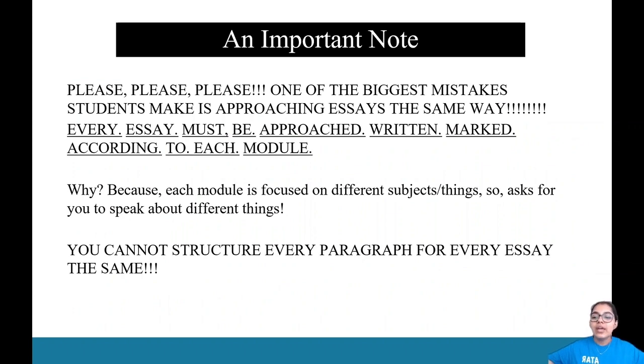One important note is that you should not approach every essay the same way. One of the biggest mistakes that students make is approaching all the essays the same way. Every essay must be approached, written, and marked according to each module. So for every different module, you will be writing a different essay. You can't have the same structure for every paragraph in every essay. It can't be the same, so we don't want to copy that over.